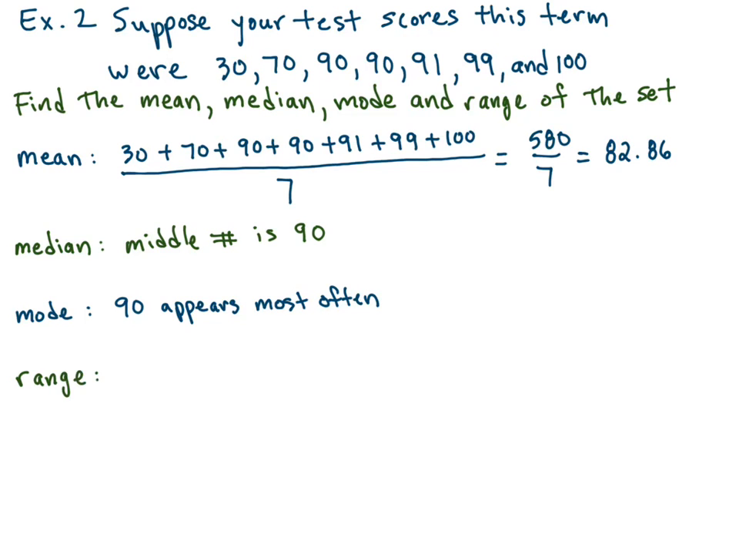And then the range, or the spread of this, is the upper minus the lower, or the maximum minus the minimum, or the 100, which is the highest number, minus the lowest number, 30, and so that gives me 70. So 70 would be the range.